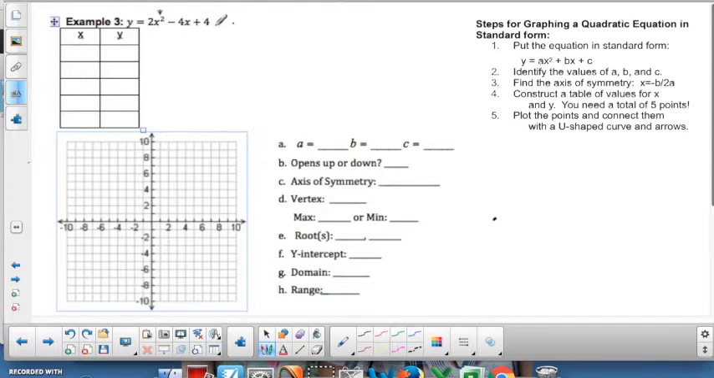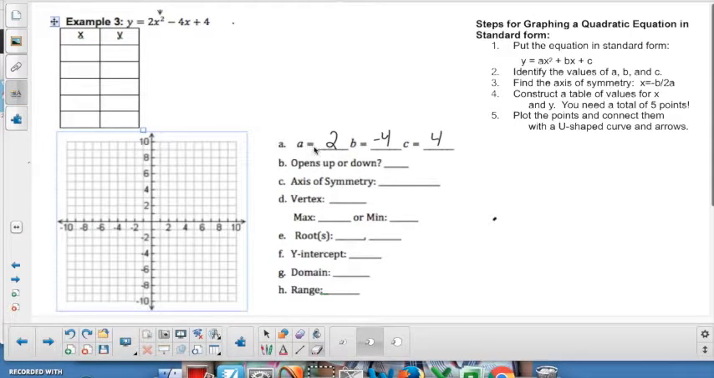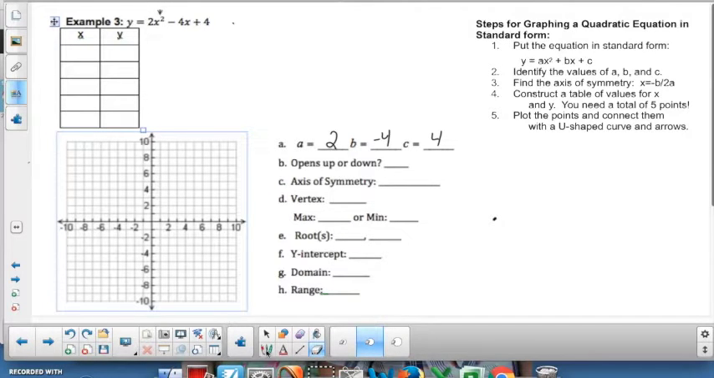It's already in quadratic form. My a value is 2, my b value is -4, and my c value is 4. Okay? Because a is positive, we know that this opens up.